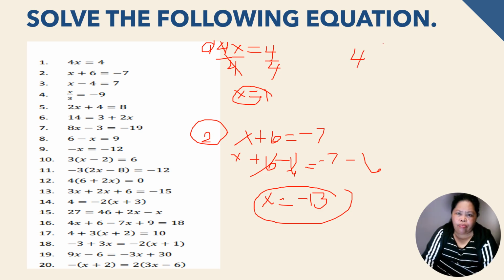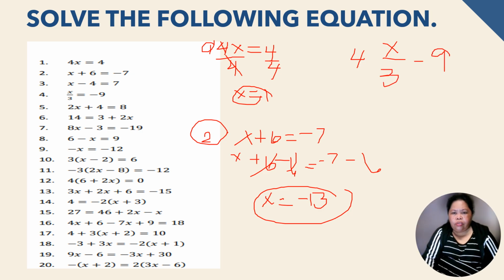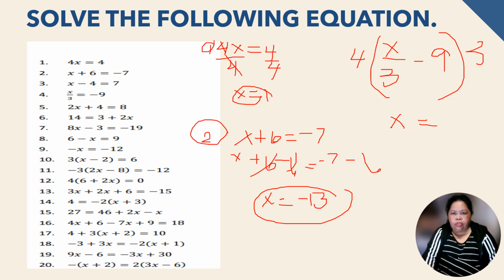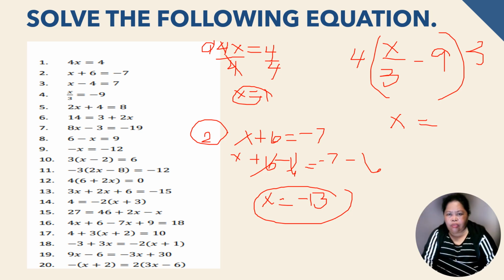Now let us pick up number 4. For number 4, we have x over 3 equals negative 9. Okay. So we can multiply both sides by 3. So x is equal to 3 divided by 3 is 1, times x. So negative 9 times 3 is negative 27.